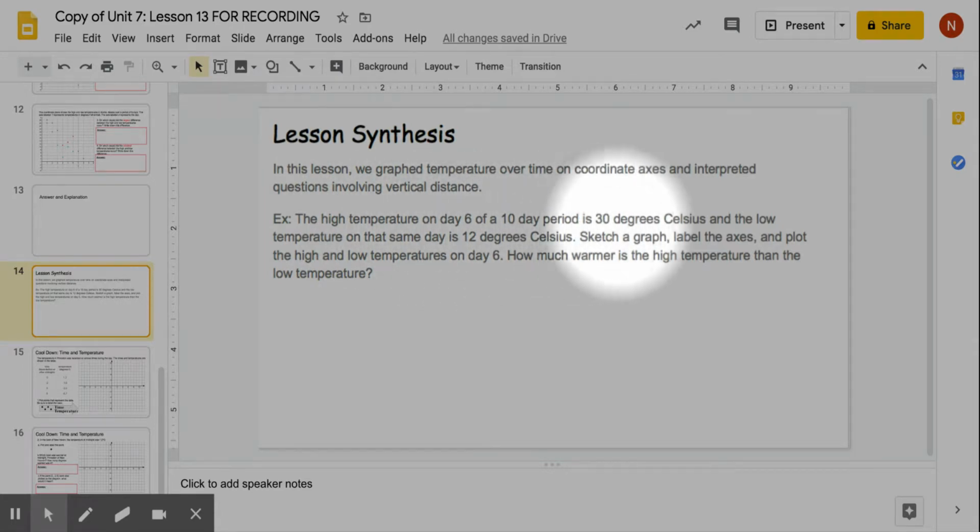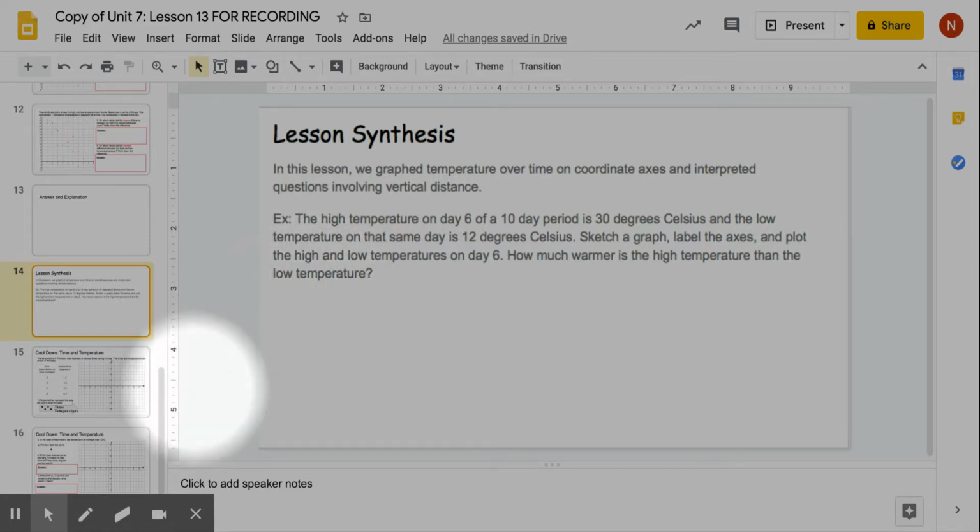period is 30 degrees Celsius, and the low temperature on the same day is 12 degrees Celsius. Sketch a graph, label the axes, and plot the high and low temperatures on day 6. How much warmer is the high temperature than the low temperature?